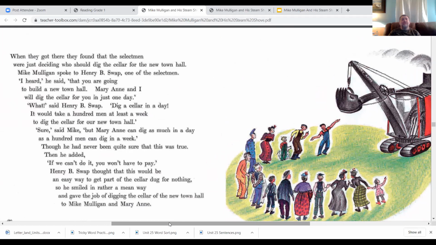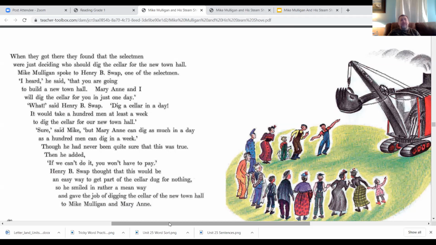Mike Mulligan spoke to Henry B. Swap, one of the selectmen. "I heard," he said, "that you are going to build a new town hall. Mary Ann and I will dig the cellar for you in just one day." "What?" said Henry B. Swap. "Dig a cellar in a day? It would take 100 men at least a week to dig the cellar for our new town hall." "Sure," said Mike, "but Mary Ann can dig as much in a day as 100 men can dig in a week."